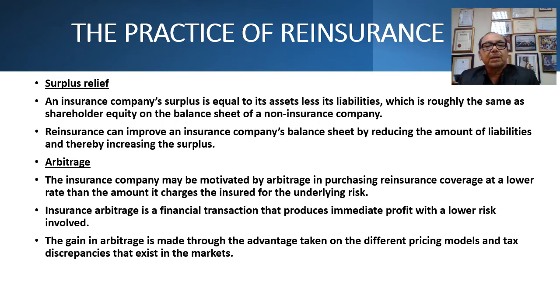Insurance arbitrage is a financial transaction that produces immediate profit with a lower risk involved. So they pay a small premium, but they are going to get large coverage by the bigger insurance company in case of any catastrophe. So the gain in arbitrage is made through the advantage taken of the different pricing models and tax discrepancies that exist in the market.